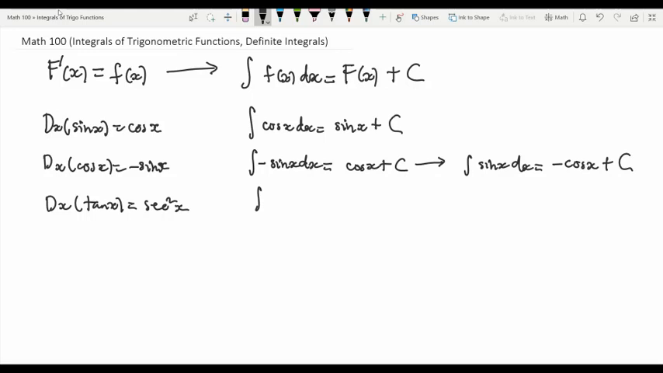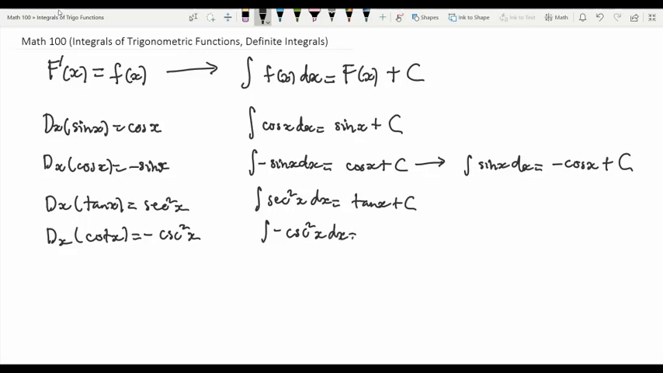So in terms of the integral, we have the integral of secant squared x dx is tangent x plus some constant c. And for the last three, we have the derivative of cotangent x is negative cosecant squared x. So we have the integral of negative cosecant squared x dx is cotangent x plus c. Again, we put the negative on the indefinite integral. So we have the integral of cosecant squared x dx is negative cotangent x plus c.